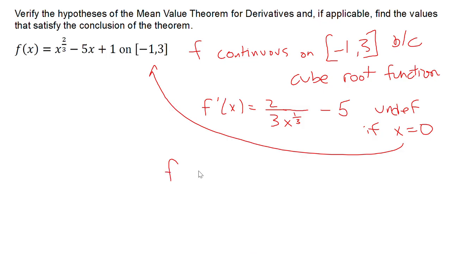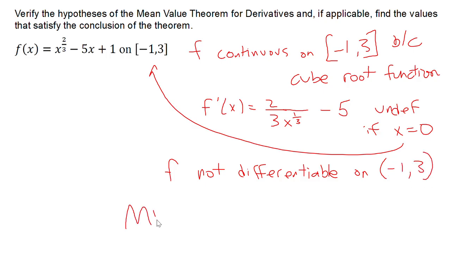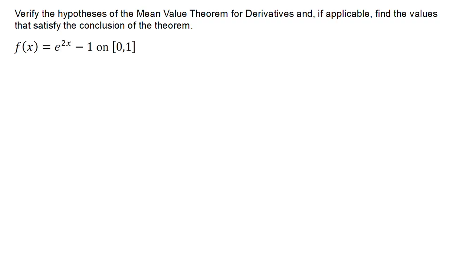So f is not differentiable on the interval from -1 to 3. The MVT does not apply. And that's it. We'll just move on to the last problem on this assignment. So anytime you come up with a place where the function is either not continuous or not differentiable on the interval given, just give a reason why and say the mean value theorem doesn't apply.